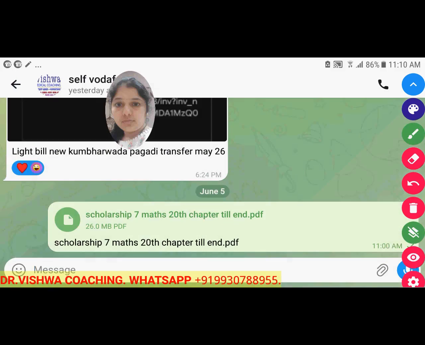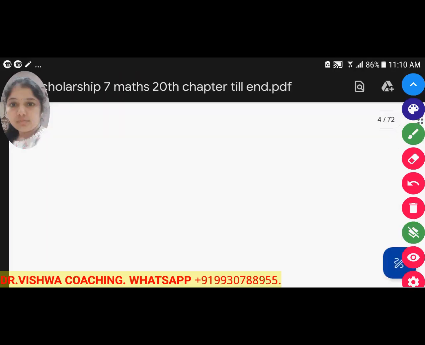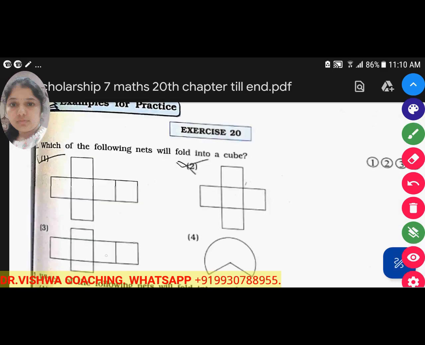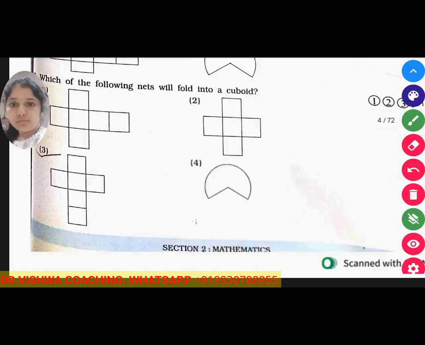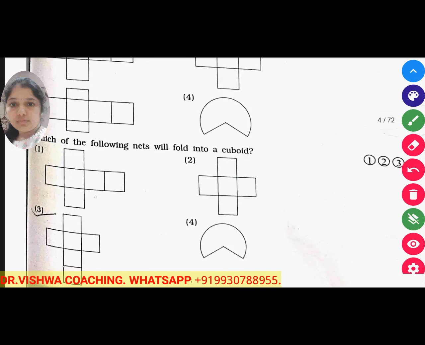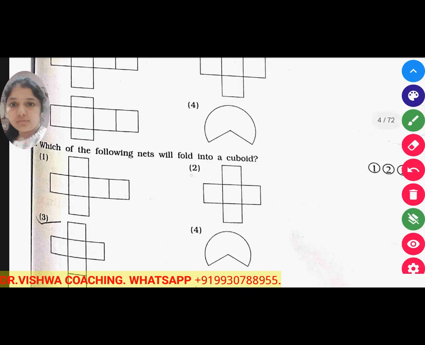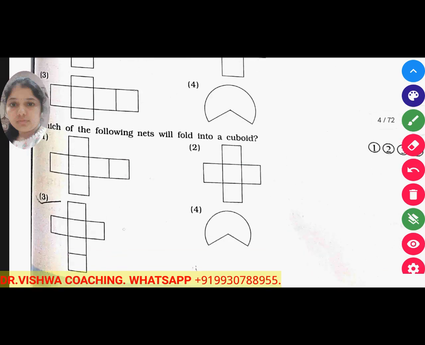If you know how many faces any shape has, how many vertices it has, if you have any idea, then you can easily crack the problem. Now, which of the following nets will fold into a cuboid?